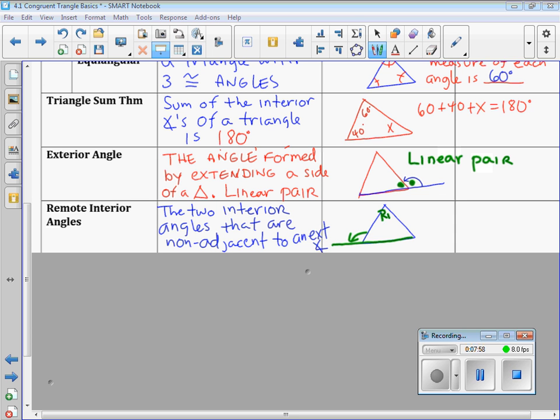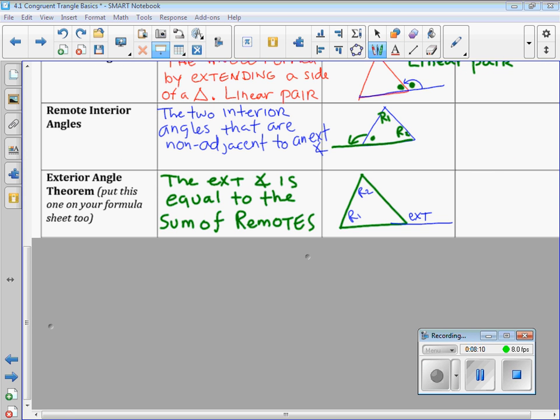Hopefully you put remote 1 here and remote 2 there, or vice versa, just as long as it's not next to the adjacent, or should I say the exterior angle, not adjacent to the exterior angle. So that's kind of going to be written like this. Okay, so the exterior angle is equal to the sum of the two remotes.